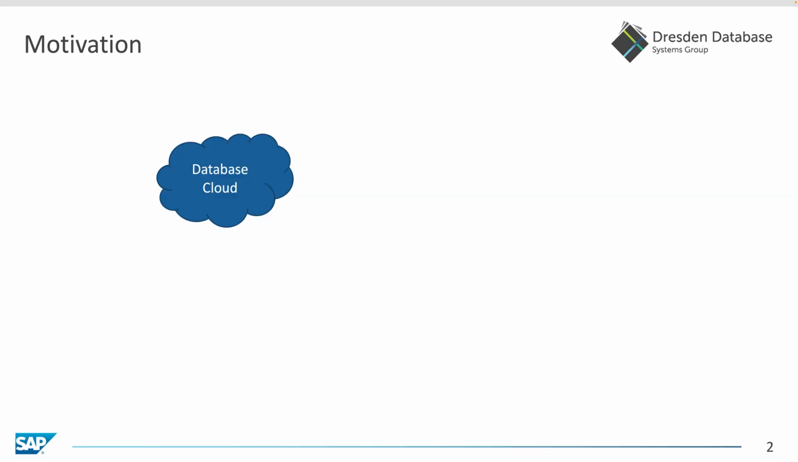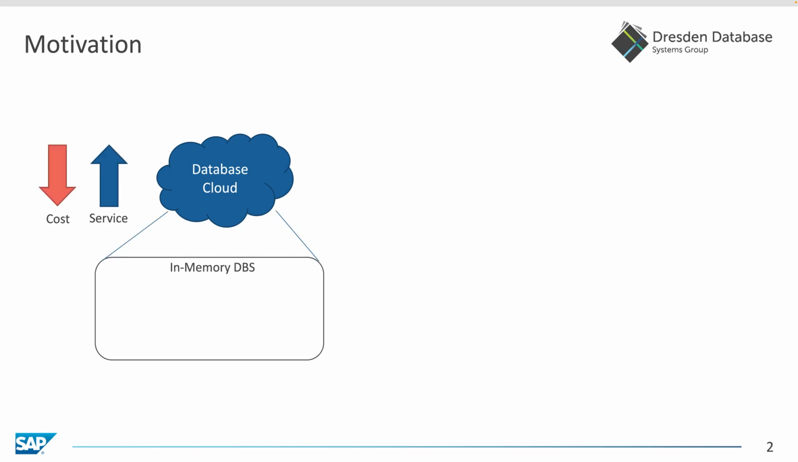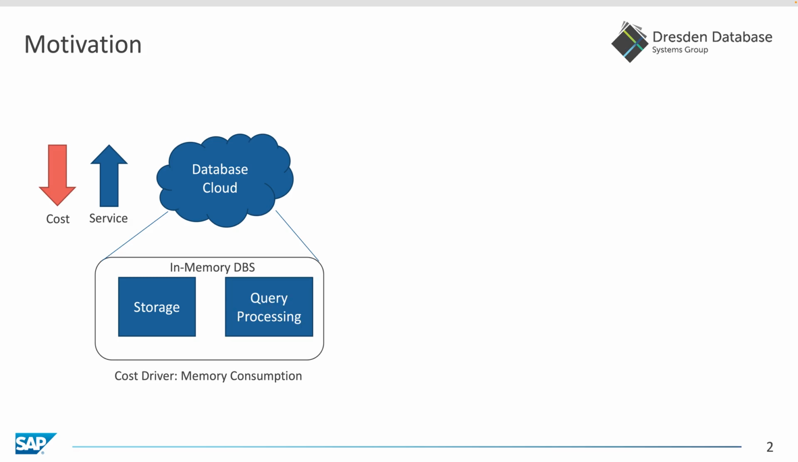In database cloud scenarios, we want to upscale service quality while reducing cost. And regarding in-memory DBs, which are used in clouds, a huge TCO contributor is main memory. Main memory consumption should thus be kept minimal. Regarding in-memory DBs, there are two kinds of main memory cost contributors. There is raw data storage for base data, and there's also main memory used for query processing.